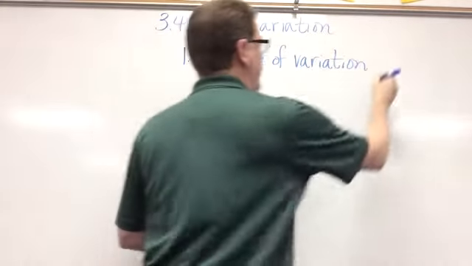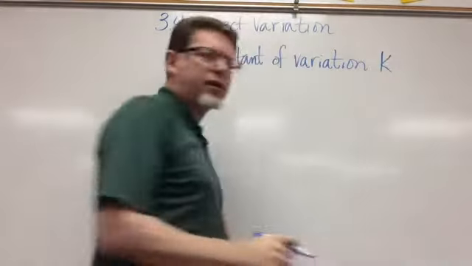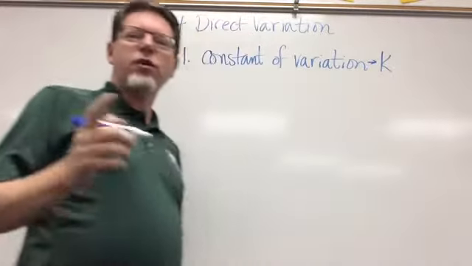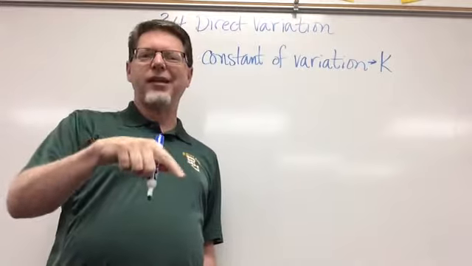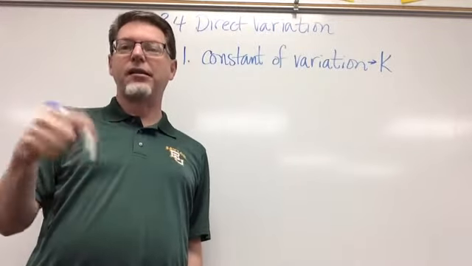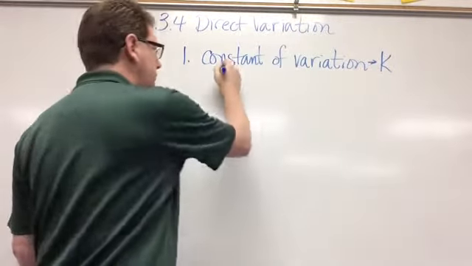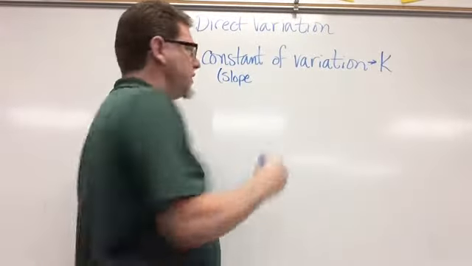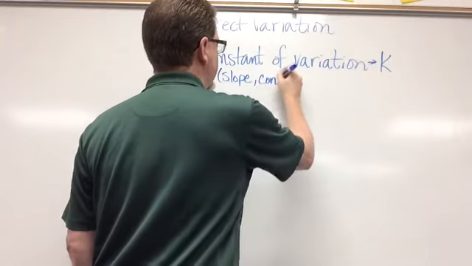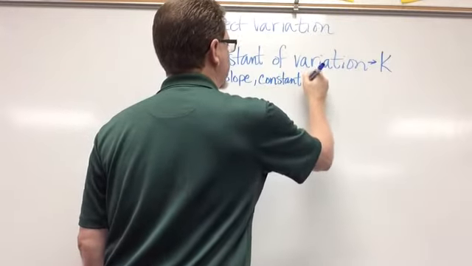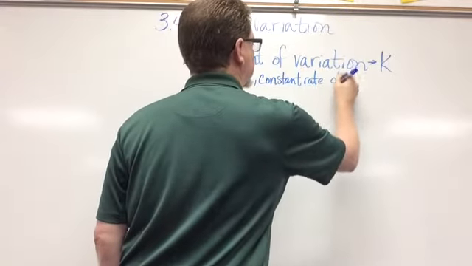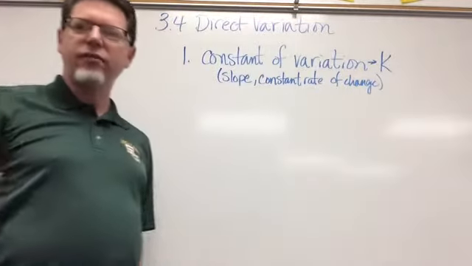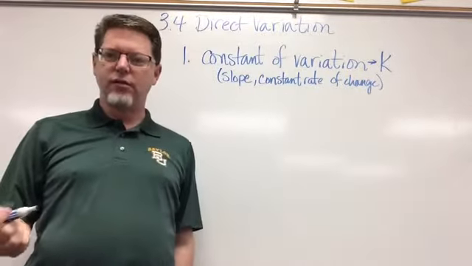And the constant of variation is indicated by the letter K, right? Now what you'll see as we go through is K and the constant of variation is exactly the same thing as the slope, which is exactly the same thing as the constant rate of change. But when we talk about direct variation, we talk about a constant of variation, okay?